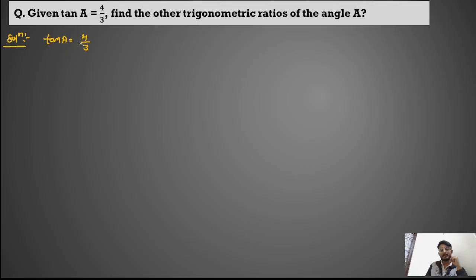You can find the answer to this question by two methods. First one is the triangle method, and the second one is the identity method. So first we use the triangle method. Triangle method means you draw a triangle ABC.